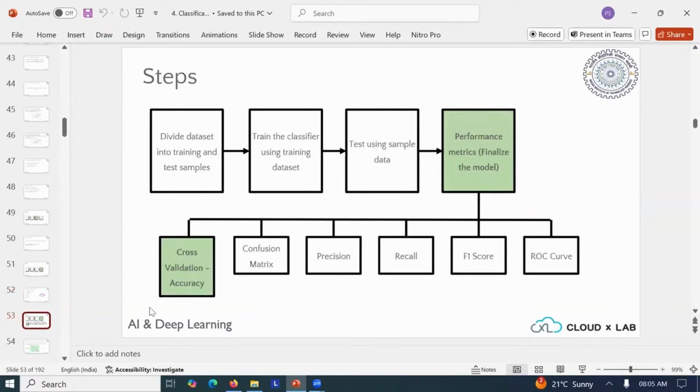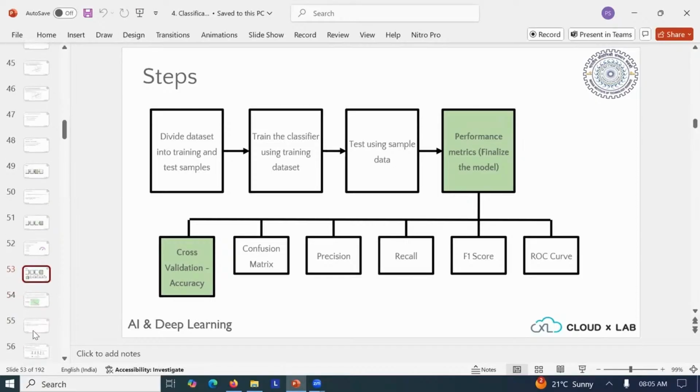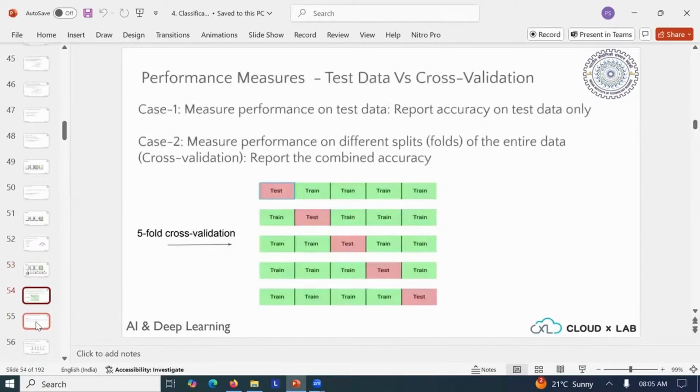So accuracy we have already discussed: how we can use accuracy to measure the performance of any machine learning model, right? Okay.